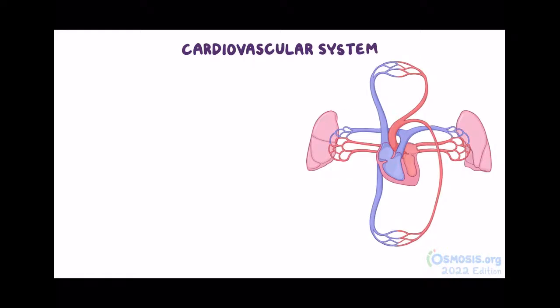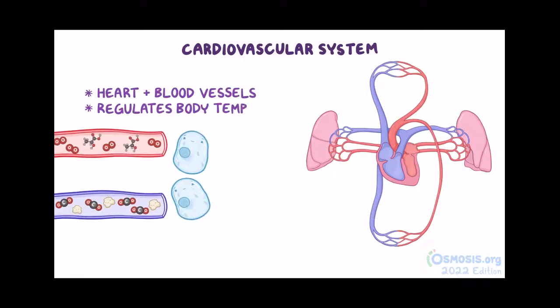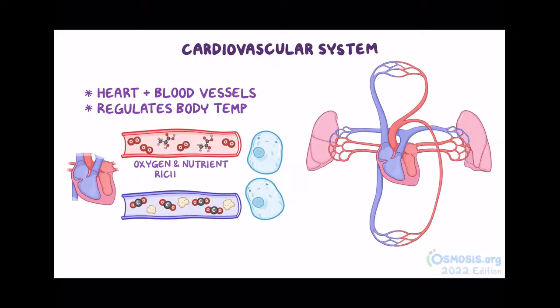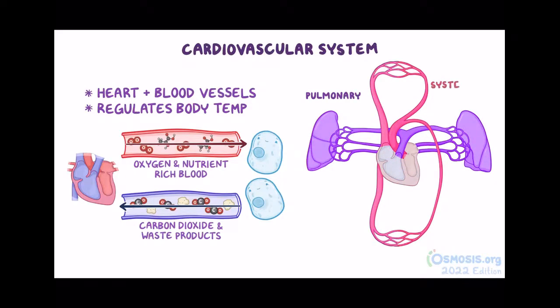All right, as a quick recap, the cardiovascular system consists of the heart and the blood vessels. It regulates the body temperature and carries oxygen and nutrient-rich blood to all tissues, and removes carbon dioxide and waste products from them. This system is broken down into the pulmonary and systemic circulations. The pulmonary circulation is between the heart and the lungs, while the systemic circulation is between the heart and the rest of the body.